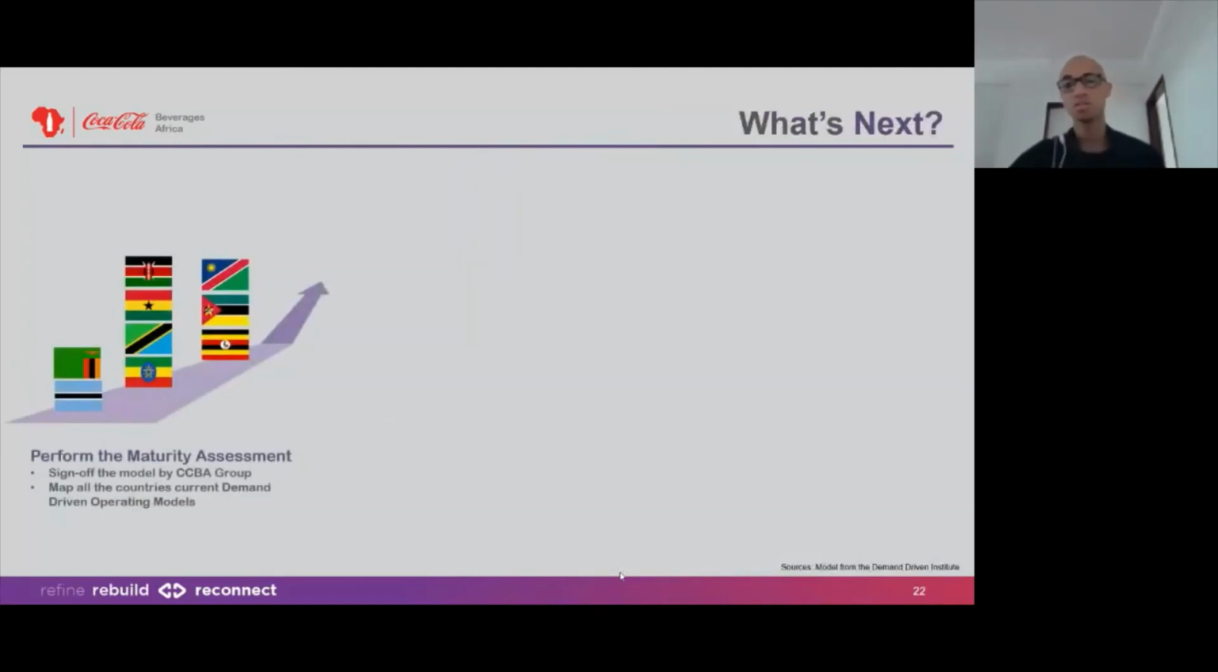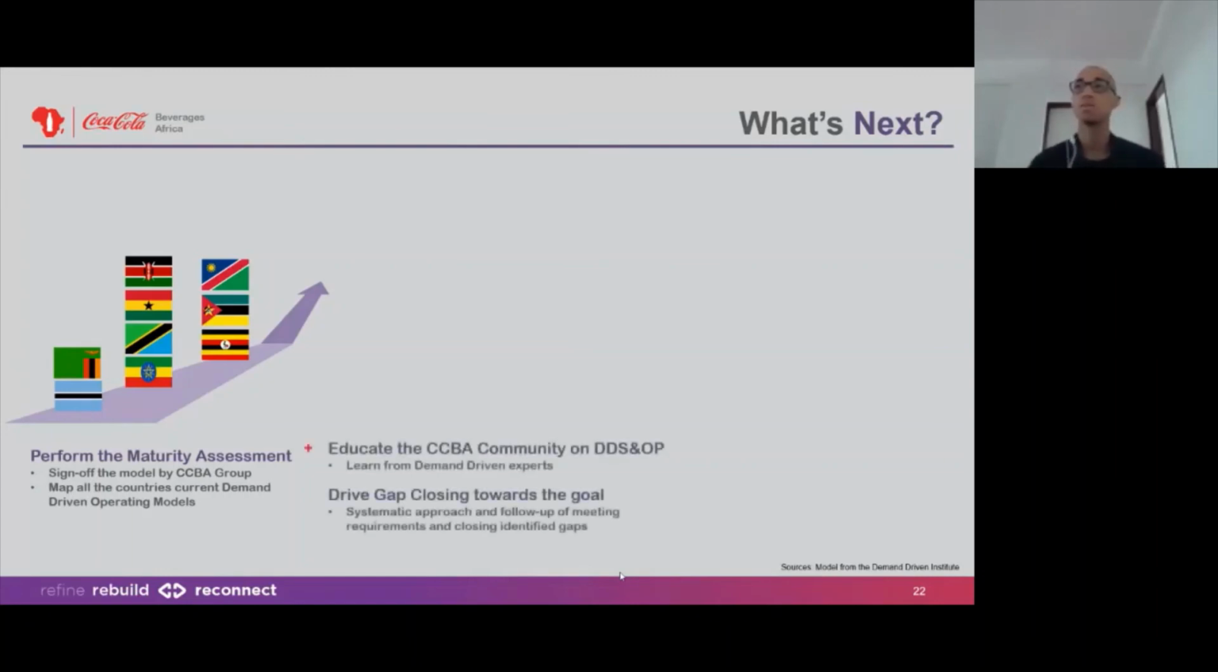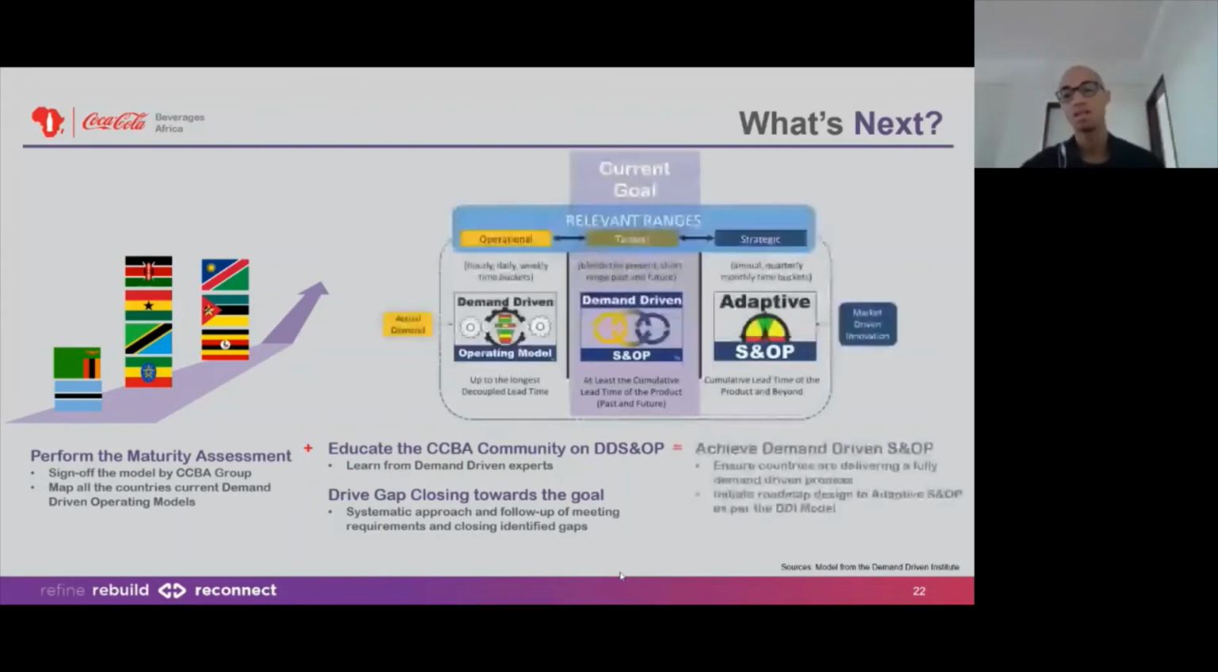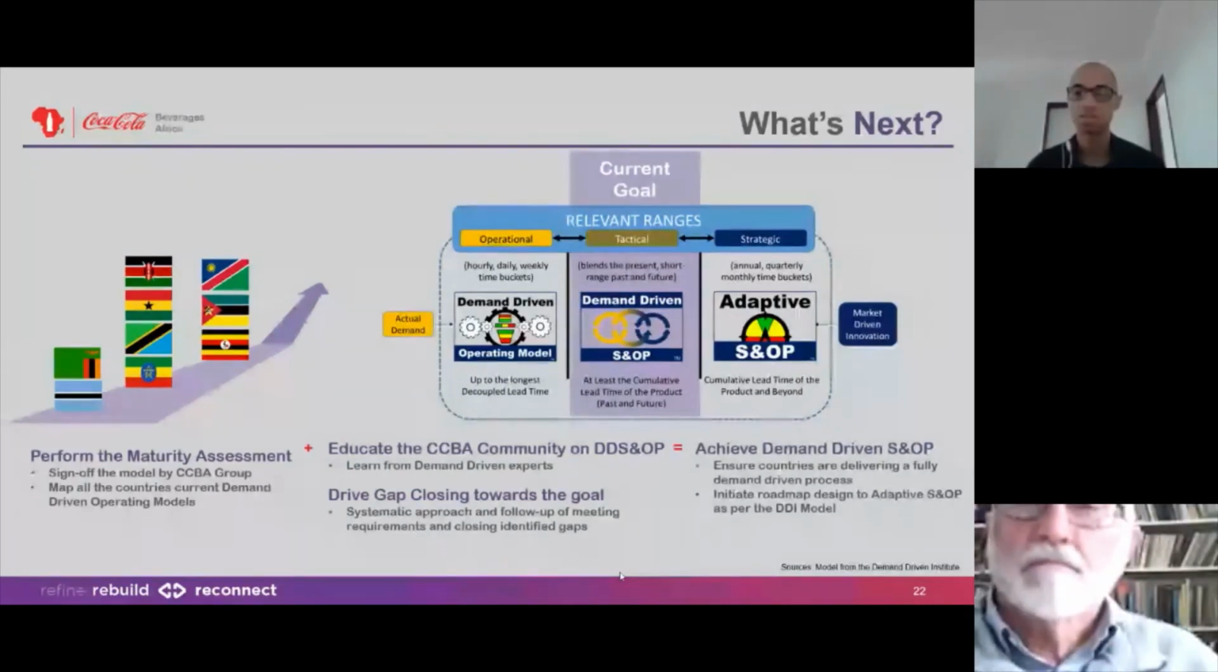Okay, and then to finalize, what are we doing next? In actual terms, we're soon going to be running the maturity assessment. Okay, we're getting the model validated. My clock is already ticking, and together with the continuous education that we've been doing, we're going to start closing those gaps. We know where the countries are, what is missing, and eventually we want to be comfortable saying that all of our countries are running at DDSNOP highly 100% functional level.